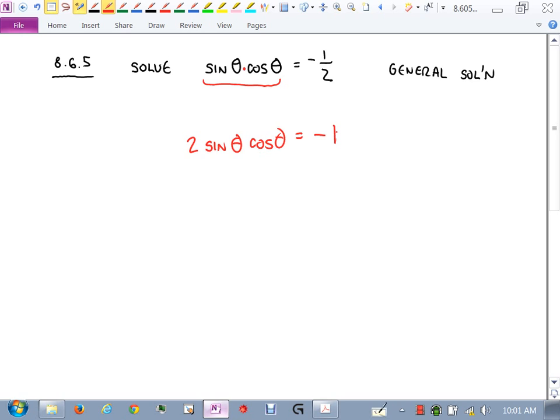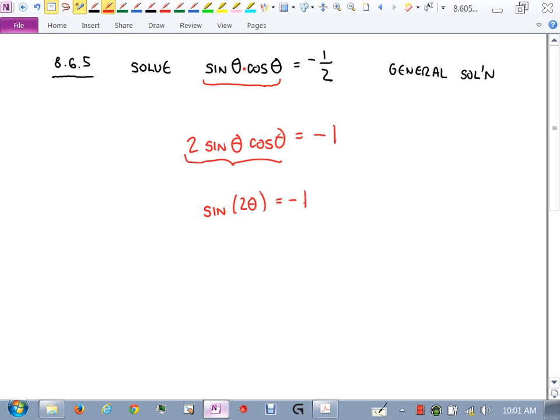Okay, so now this is more like it, right? Now don't go through here and divide by 2, because you just multiplied by 2, right? So don't go undoing what you just did. Now rewrite the left-hand side as what? Sine 2 theta is -1. Now you have one trig function instead of two trig functions.